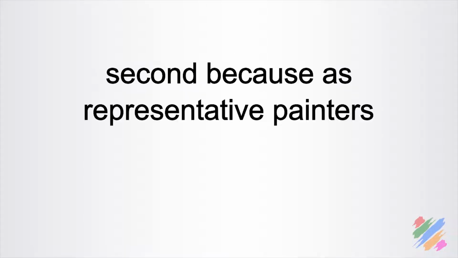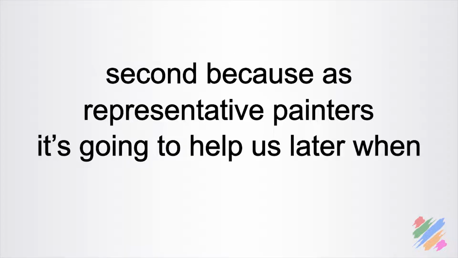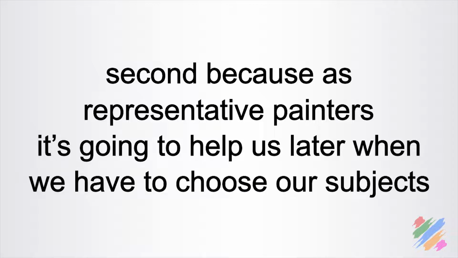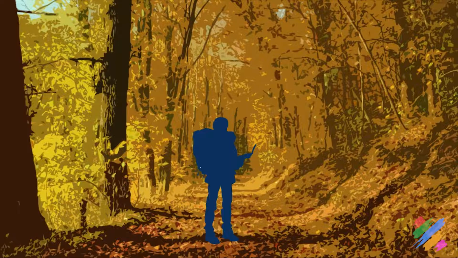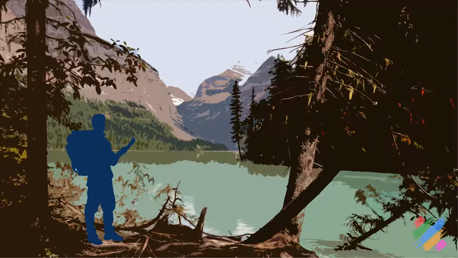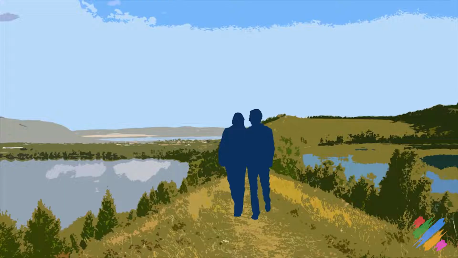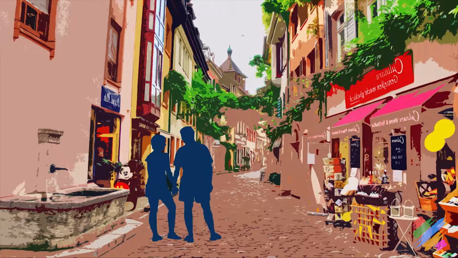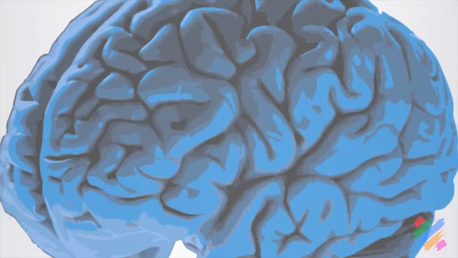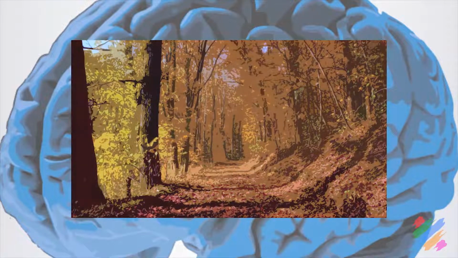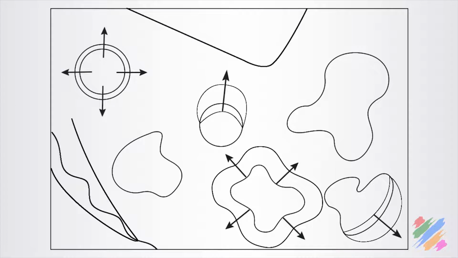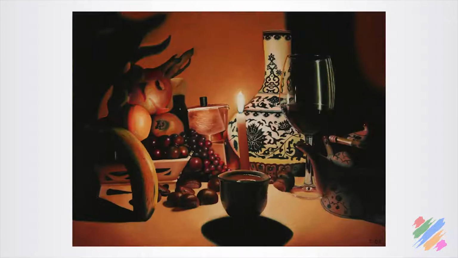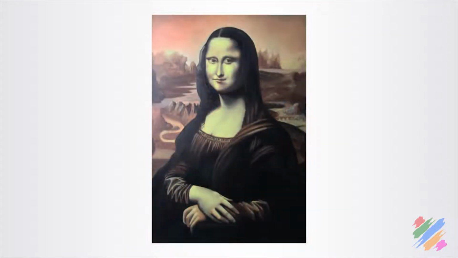Second, because as representative painters, it's going to help us later when we have to choose our subjects, and most of all, how we're going to represent them. Here, we will introduce some basic concepts on the human method of acquiring and processing what's around us. We're going to see the importance of our memories. We're going to introduce some basic concepts about image-brain processing. We're going to discuss how all this is going to help us during the representative analysis and when we choose our subjects and the way we're going to paint them.